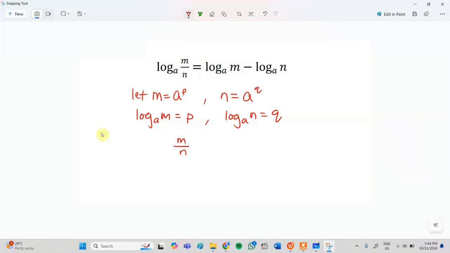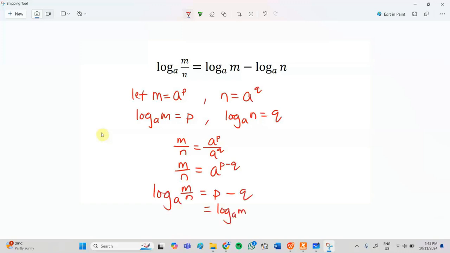When m is divided by n, we can write this as a to the power of p over a to the power of q. Then by using the law of indices, this equals a to the power of p minus q. We move a to the other side, it becomes log base a of m over n, and here becomes p minus q, and p is log base a of m, q is log base a of n.